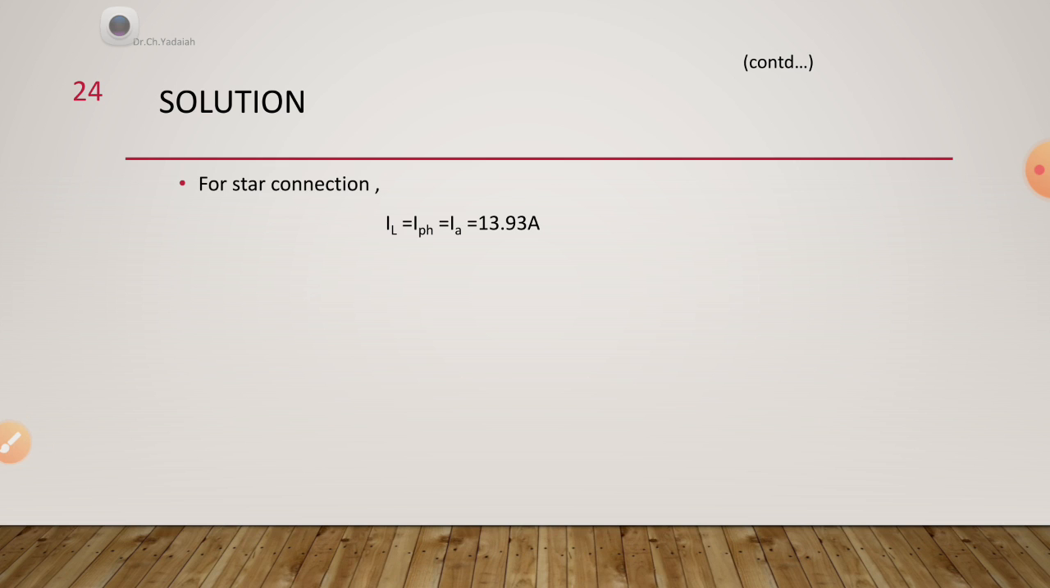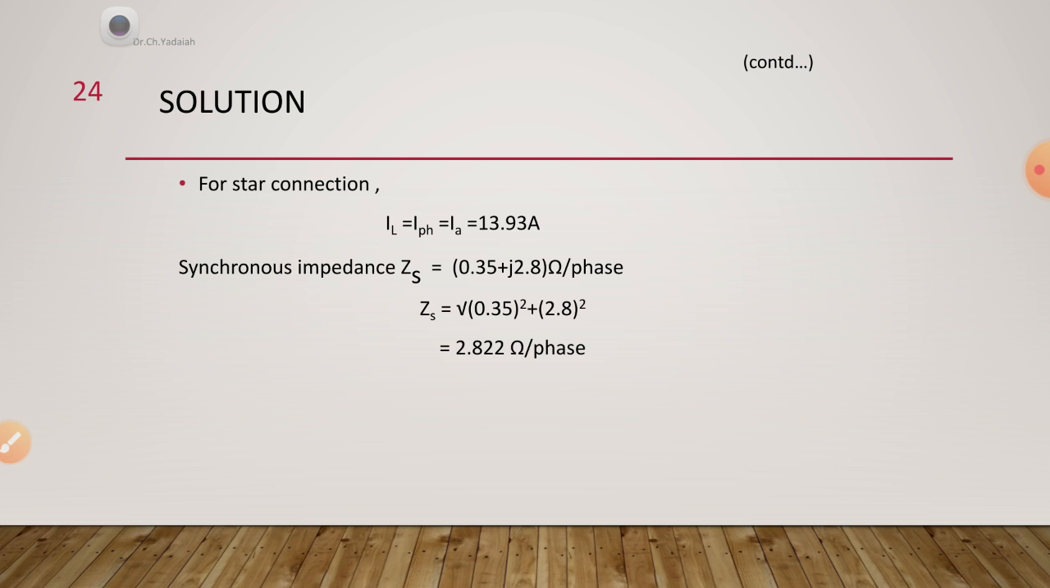Now for star connection, we know that line current is equal to phase current is equal to armature current, that is equal to 13.93 amperes. We know all the phase values. Now synchronous impedance ZS is given, and from that you calculate ZS and at the same time you find theta also. So 82.87 degrees, then 30 degrees plus 82.87, theta plus phi, that is equal to 112.87 degrees. Now everything is available, all terms are known. Simple, put the formula, get the answer.